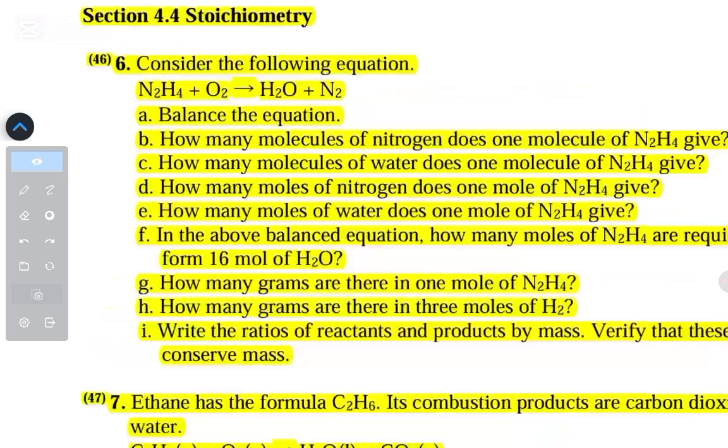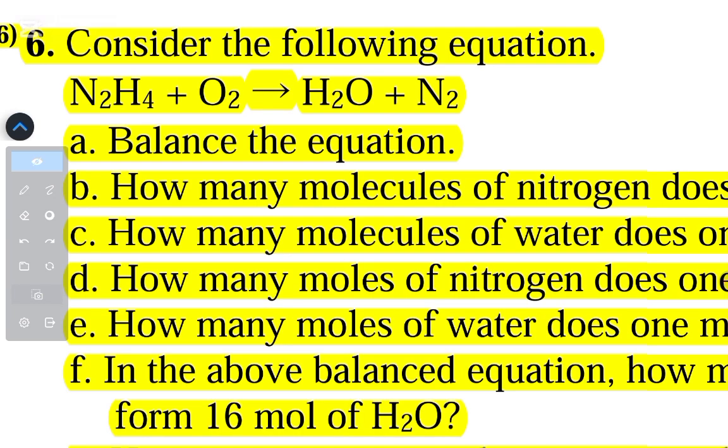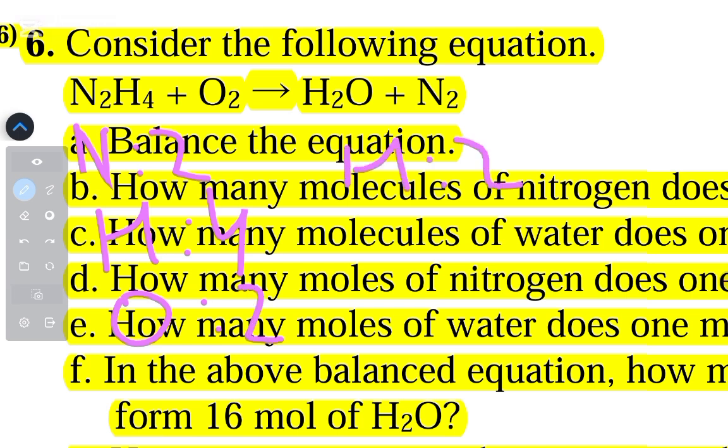Let's get started. We're going to be balancing the equation N2H4 plus O2 gives H2O plus N2. So, we have 2 N's, 4 hydrogen, 2 oxygen on this side, and hydrogen 2, oxygen 1, nitrogen 2 on the other.